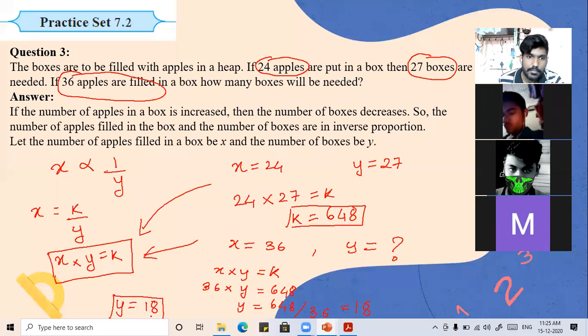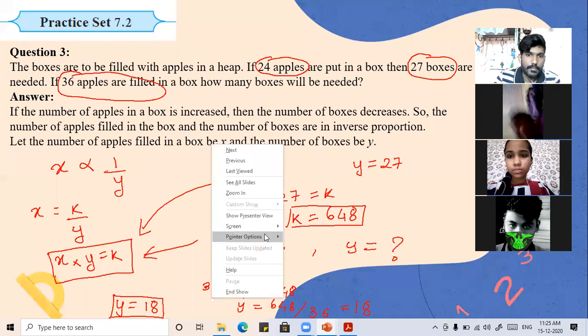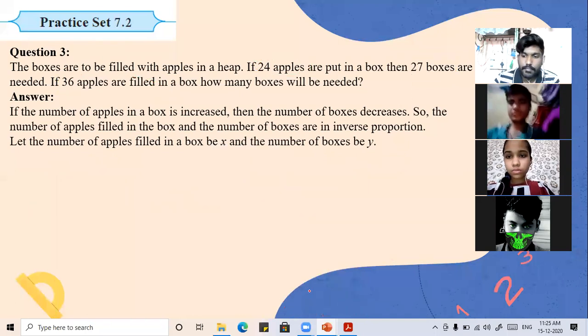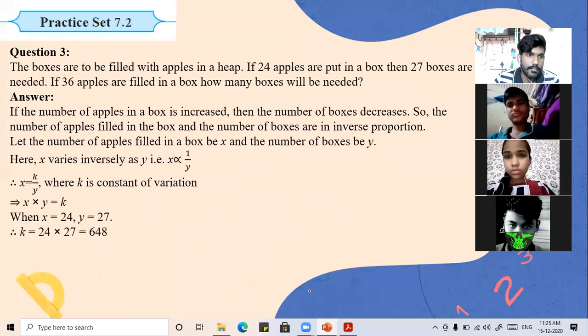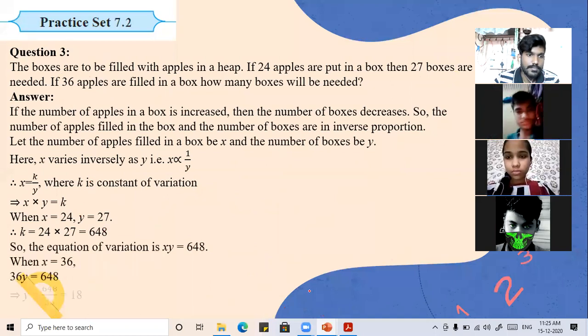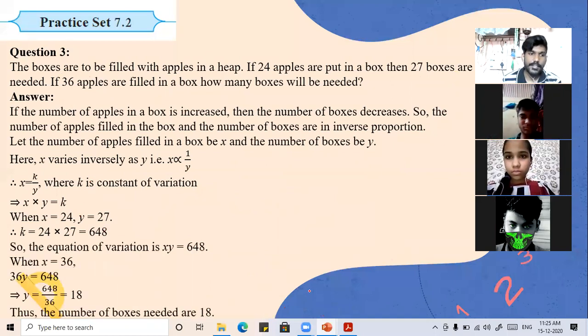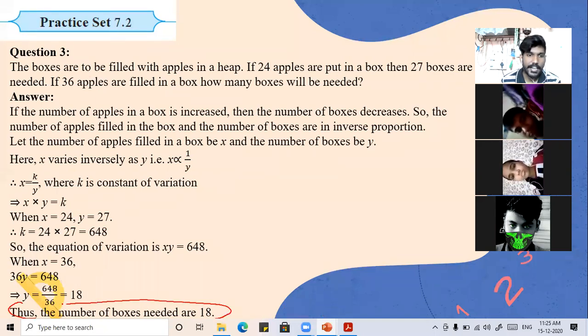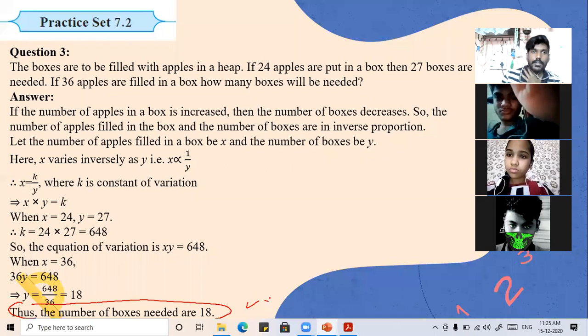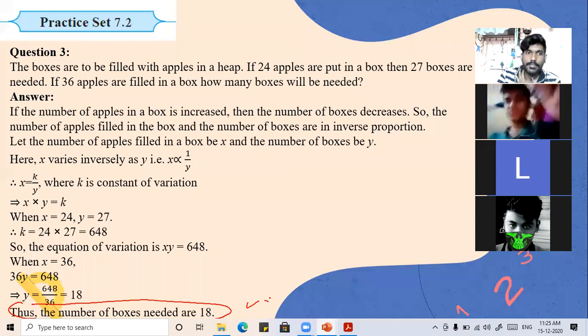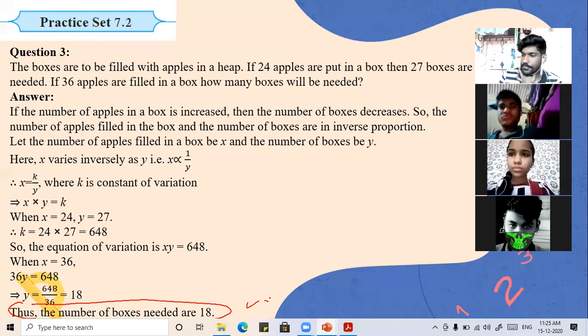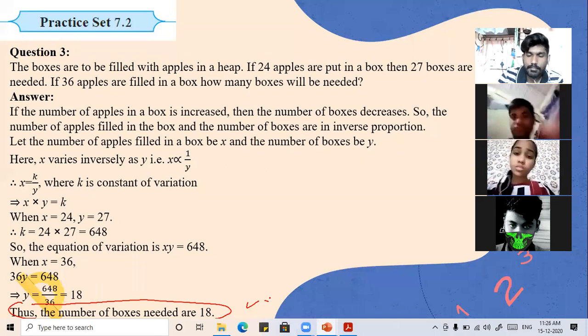Is this clear? How 18? Yes, sir. So the final answer, the number of boxes needed, is 18. So this was a problem sum based on inverse variation. Let us move on to the next sum.